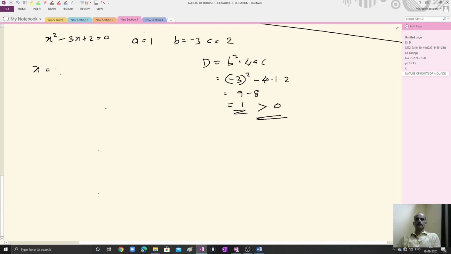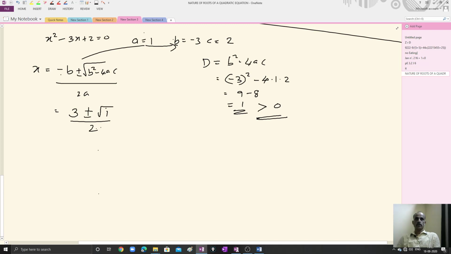Let us write down the solution, the quadratic formula. x is equal to minus b plus or minus root of b square minus 4ac divided by 2a, that is equal to 3 plus or minus root of 1 divided by 2 into 1. So, that is equal to 3 plus or minus 1 divided by 2, that is 4 by 2 or 2 by 2.